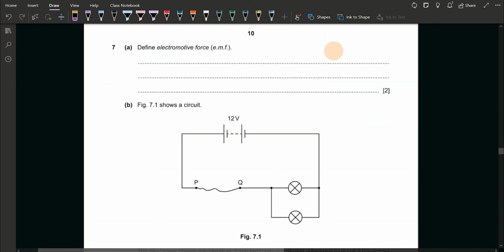Question number 7. Part A says define electromotive force. And we can write our definition for electromotive force, which is energy supplied to drive a unit charge. You get 1 mark for energy supplied, and you get a mark if you mention a unit charge.